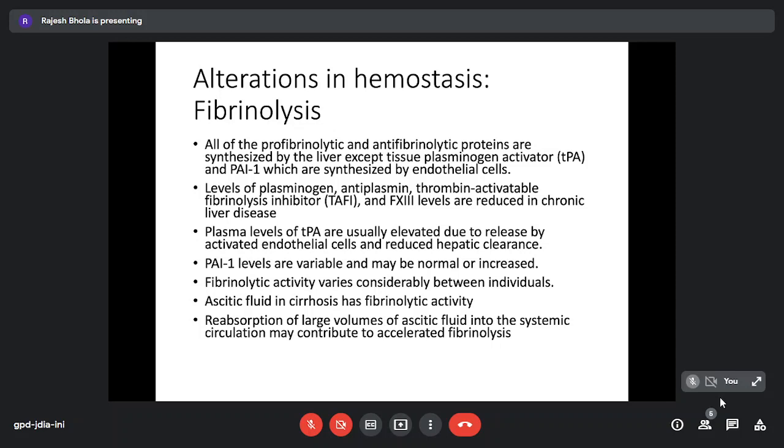Ascitic fluid plays a major role in cirrhosis as far as the fibrinolytic activity is concerned, because it promotes fibrinolysis. So whenever there is a lot of reabsorption of the large volume of ascitic fluid into the systemic circulation, there can be an accelerated fibrinolysis.